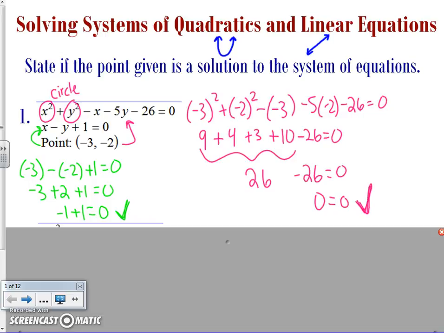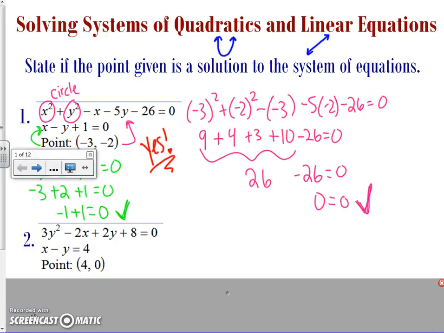So since this point worked out for both of these, I would say yes, that this is a solution. So yes, all right, the point -3, -2 is a point on the graph where these two are intersecting each other. All right, so now you are going to try number 2. Go ahead and push the pause button. I want you to try it on your own, and then when you push play, we will see the solution together. So go ahead and push pause.